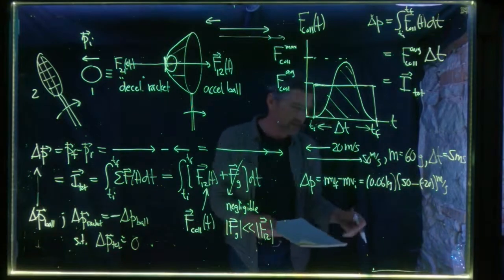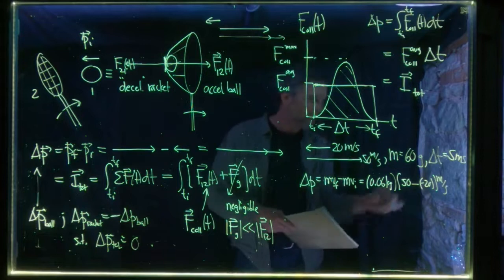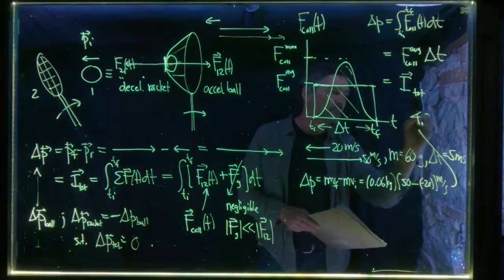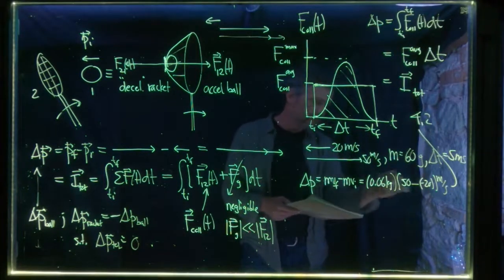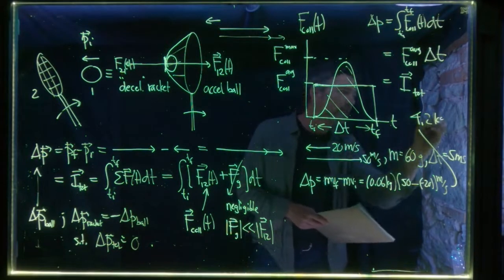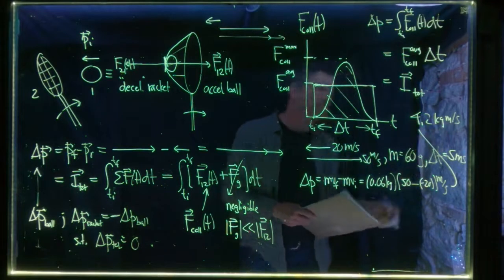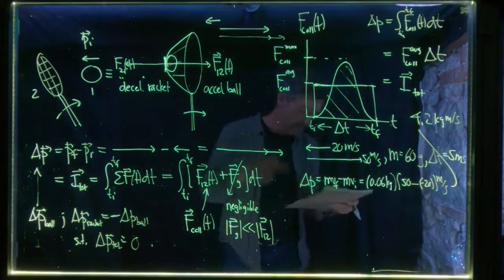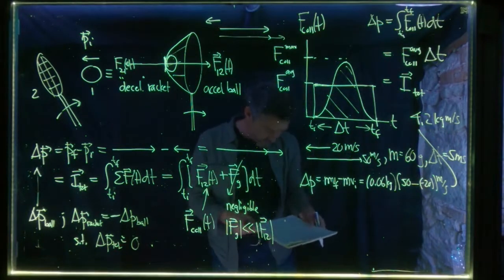What you get, this number turns out to be 4.2. This is 7 times 6 is 42, so 4.2 kilogram meters per second. That's the change in the momentum, which is a vector directed to the right.